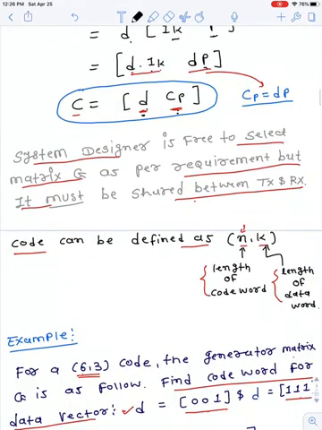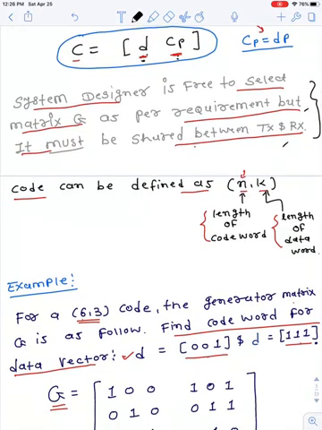Here the system designer is free to select the matrix G as per the requirement, but it must be shared between transmitter and receiver. Take note of this line, because this is a very important part. Without sharing the information of the G matrix, the receiver is not able to recover the original data.